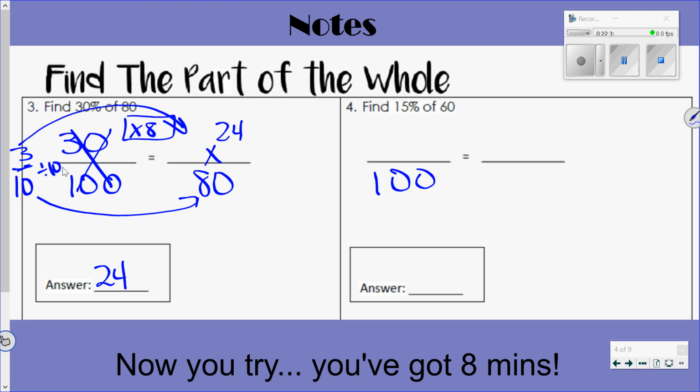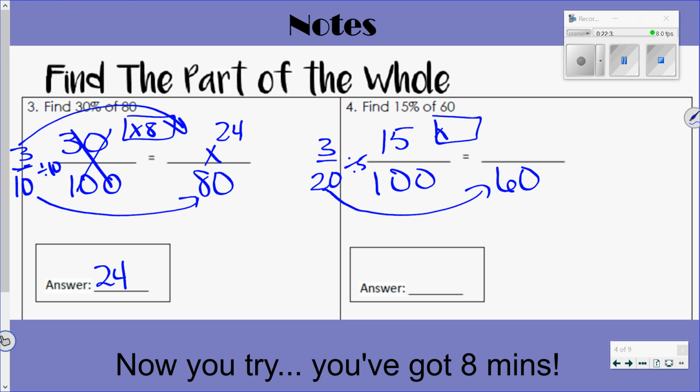So, 15 over 100. That's in my of, which is 60. Is it easy to go from 100 to 60? So, okay, I step back on my 15 and my 100. By what? 5. Divide that by 5 gets me 3 and 20. Can I go easily 20 to 60? By what? 3. So 3 times 3 is? Make sense? Okay.